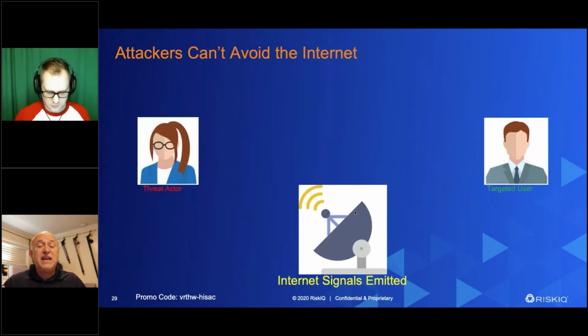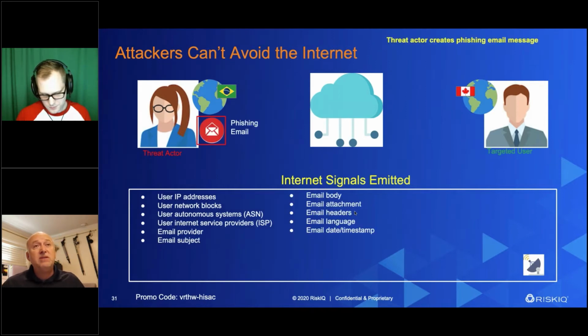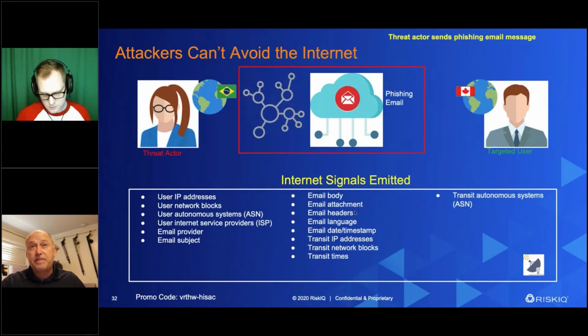So if we take a look at a threat actor and a target on the internet: if the threat actor goes online, there's going to be an IP address, network blocks, autonomous systems that they're going to go through, and their service provider, just from going online. When they compose the email, there'll be an email provider, a subject, the email body, any attachments, header, the email language, the date and timestamp, and then they send the email.